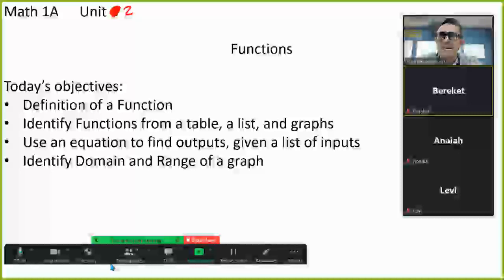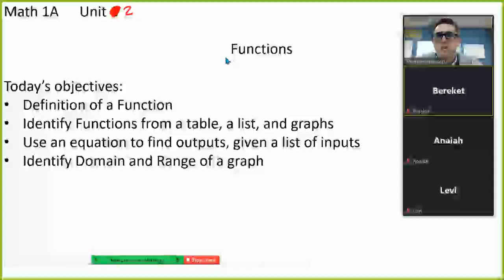Here's our lesson for today. It's called functions, and our objectives.